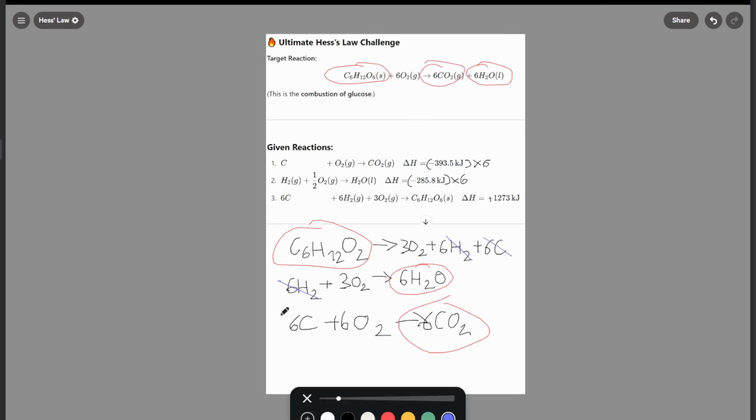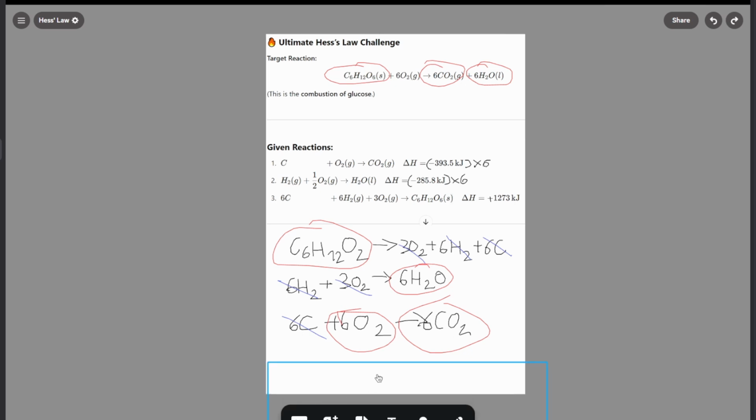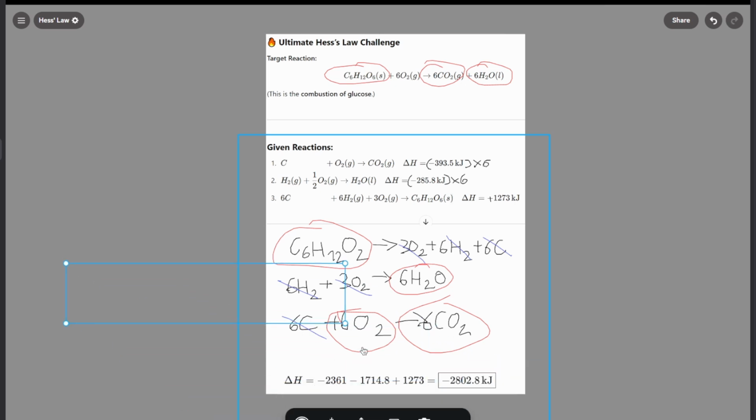So now the carbons cancel out. We don't need that anymore. And this is the tricky part. Since the 3 O2s are on different sides, they actually cancel each other out. And so that leaves us with 6 O2, right? Because it's on the right side over here and this cancels out. And so that's the whole equation. And so what you're going to have to do is then do that. And that actually gives you this answer right here, which is like 2,000 something kilojoules.